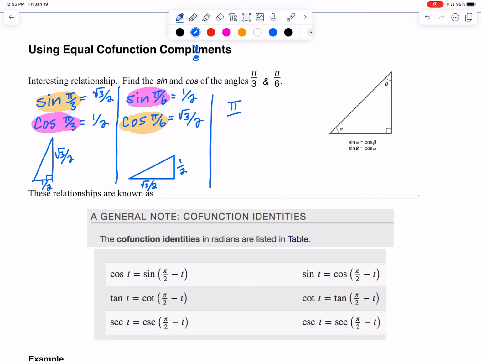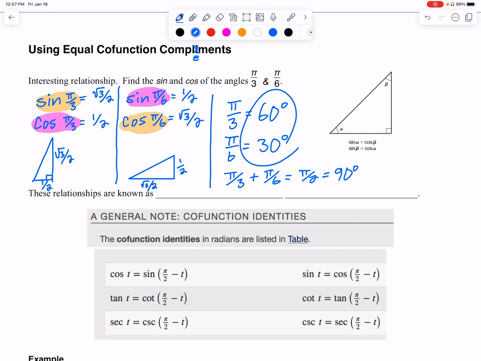So first thing I want to point out, okay, pi over 3 is equal to 60 degrees, and pi over 6 is equal to 30 degrees. So that means when I add pi over 3 plus pi over 6, I get pi over 2, which is 90 degrees. And I knew it was pi over 2 because I could add those two and see that it was 90. So when the angles add to 90, we get this weird relationship where the sines and cosines end up being the same. But why is that the case?